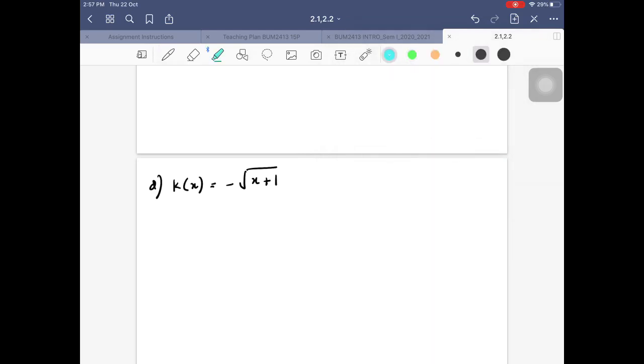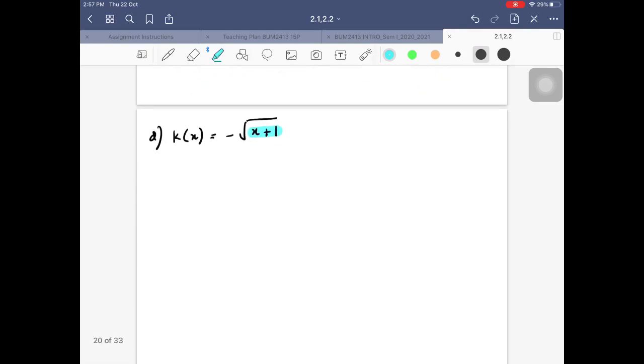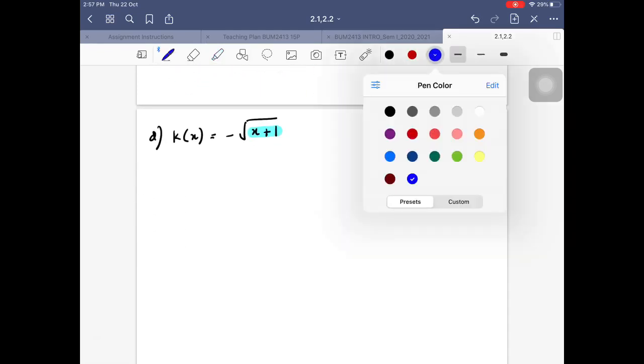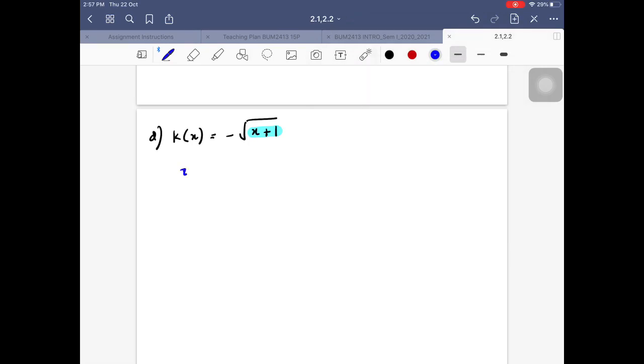So again, what is the limitation when we have a square root? The inside here cannot be negative. So I'm going to have the same calculation as before. x plus 1 is greater than or equal to 0, so x is going to be greater than or equal to negative 1. So automatically, what is going to be my domain? It's not going to be from negative infinity, sorry. It's going to be from negative 1 until infinity. So that is the domain.